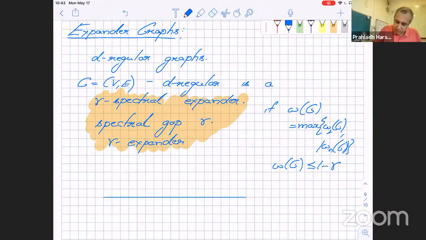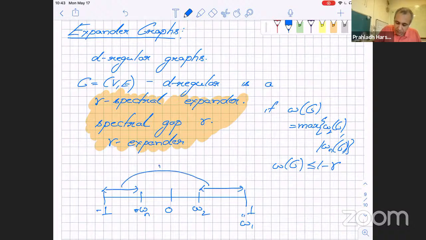So that was this one. This was 1. This was -1. Omega 1 was sitting here. Let's take this is 0, say. Omega 2 is over here. Say omega n is over here. So the min of these two gaps is what is called the spectral gap.